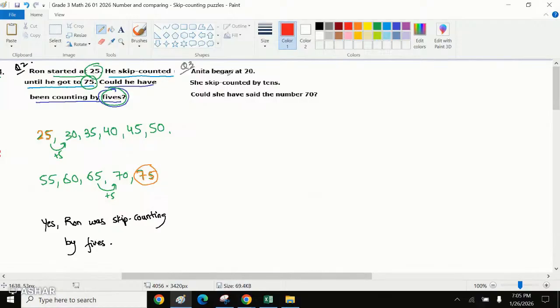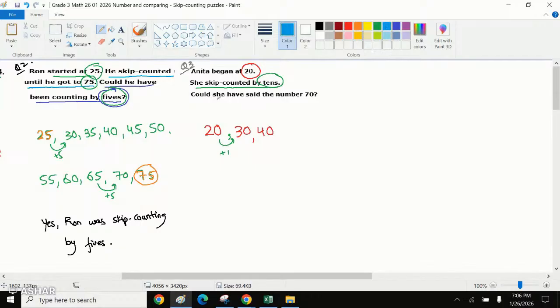Okay. Anita began at 20. So her starting point is 20. And she skipped counting by tens. That means 20 plus 10 will give the next number. That would be 30. 30 plus 10 would be 40.